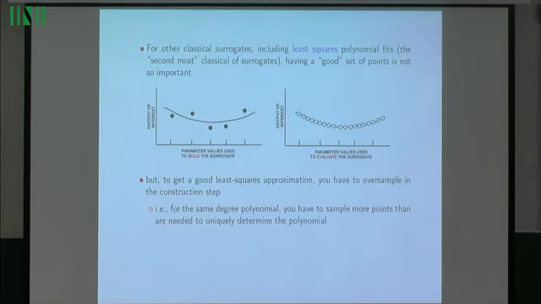One of the problems is that with least squares, you often have to oversample, and by that you mean that you have to actually get more samples here, more black dots than you would need to uniquely determine a polynomial.